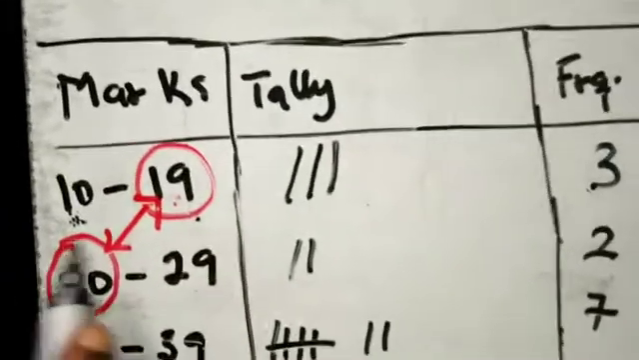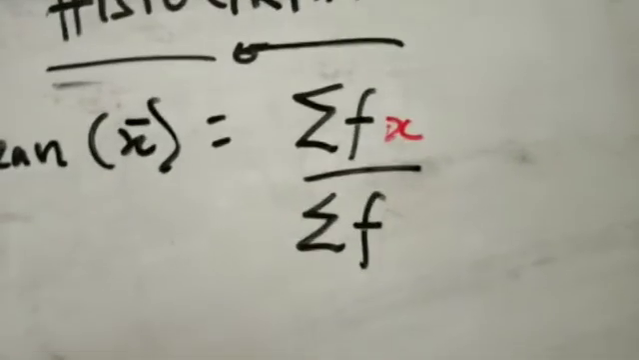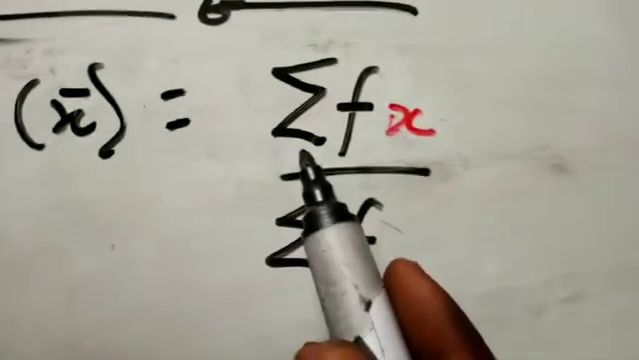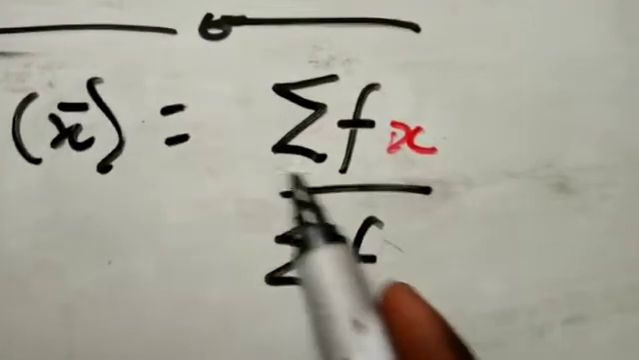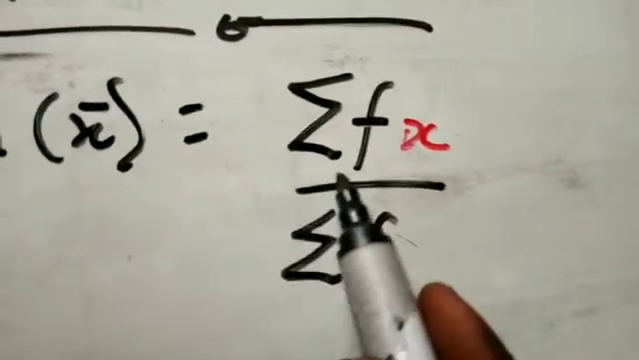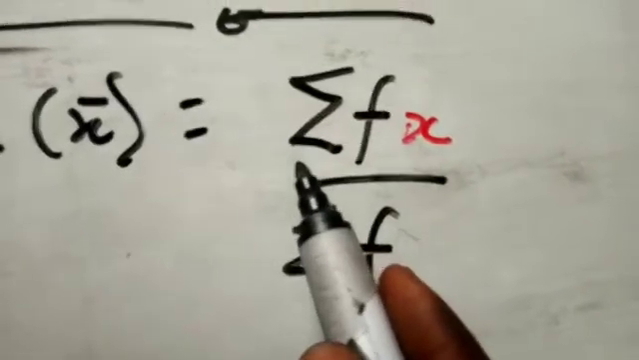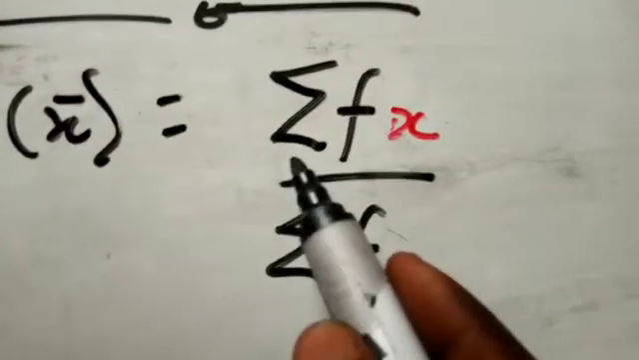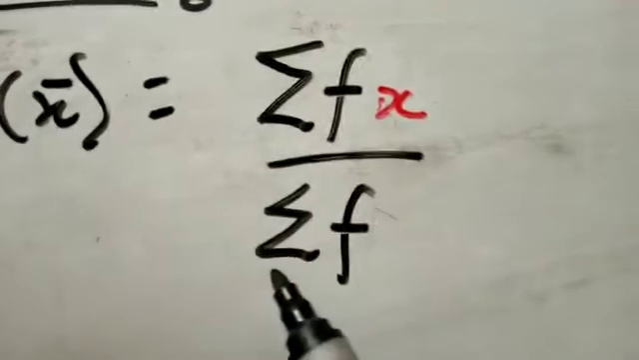The reason I'm saying it is grouped data is that the values have been arranged from 10 to 19, 20 to 29, 30 to 39, and so on, so it has been grouped into certain categories. This is what we have to use to calculate the mean. This sign here stands for sigma fx. Sigma is the summation, so we are going to sum f multiplied by x, and then you divide that by the summation of f.